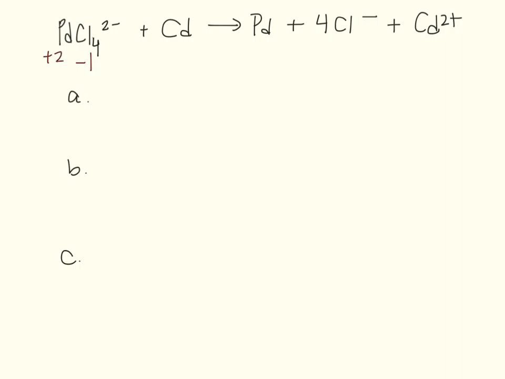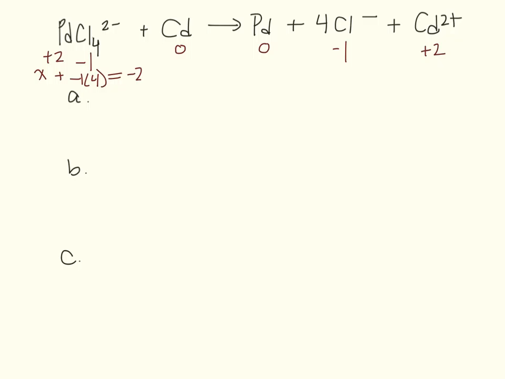To make sure that our -1 times 4 plus a mystery number will equal -2. The cadmium being by itself will be 0. Palladium by itself will also be 0. Chloride being an ion will be -1. And the cadmium on the right will be +2.